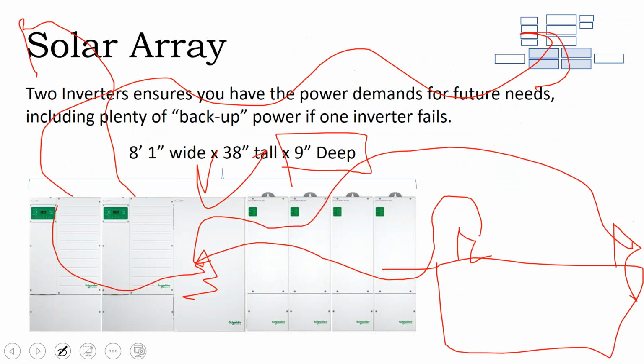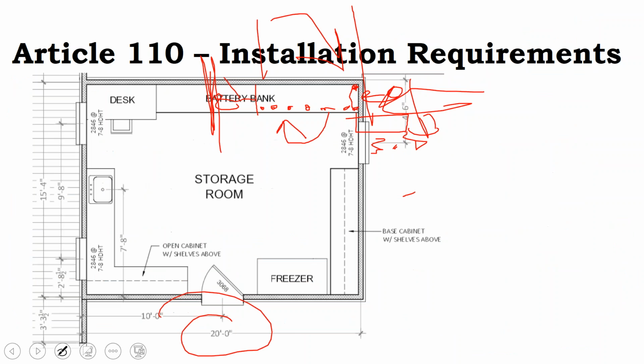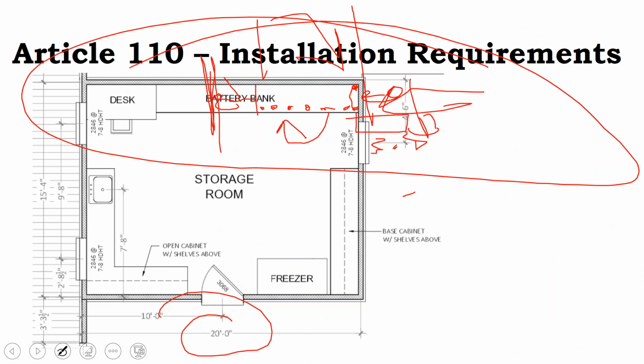And so, just by winging it and saying we're going to put everything along this back wall here, you might think you have plenty of space because you have a 20-foot long wall that's completely empty.